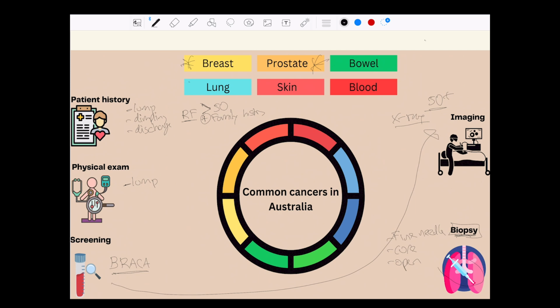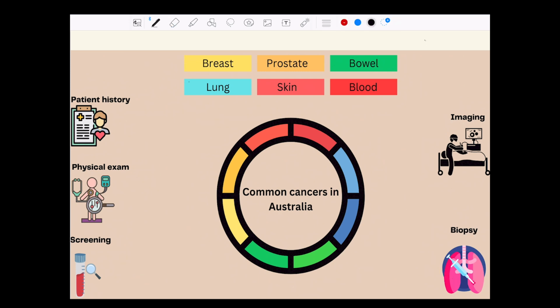If the cancer is present, we may biopsy the lymph nodes to see if it has spread to the lymph nodes, or maybe do further imaging to see if it's spread elsewhere. Okay, now we move to skin cancer.